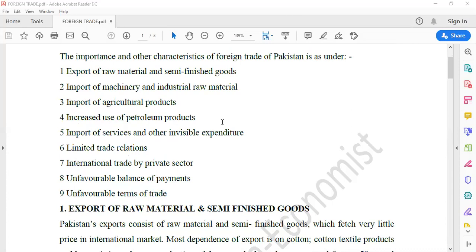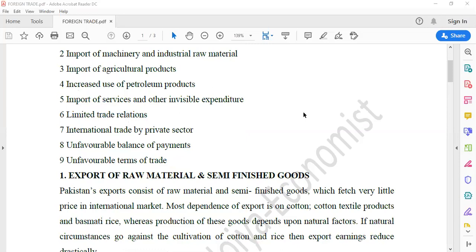Third is import of agricultural products. We import agricultural products such as fertilizers and different types of seeds from the international market. Likewise, sometimes we import wheat, even if we produce wheat in our own country. We import, for instance, soya beans. There are certain agricultural products which we import even after producing them in our own country, because of insufficient quantity produced here.